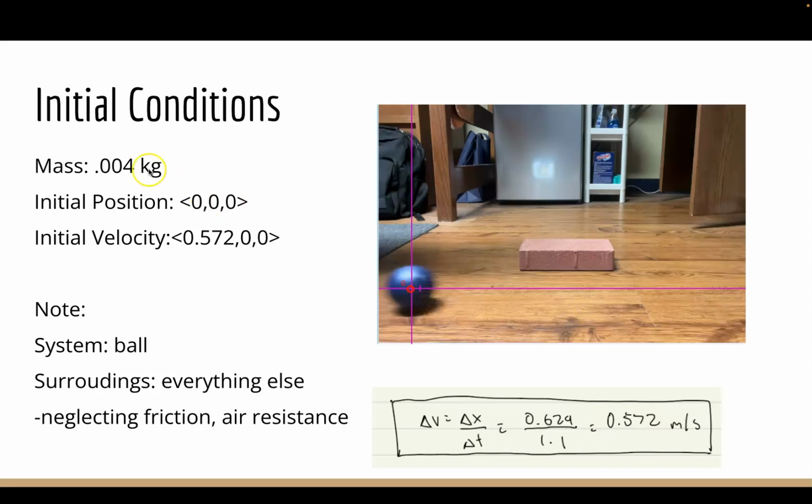So some conditions are the mass of the ball, which is 4 grams, the initial position of the ball, which is <0, 0, 0>, and the initial velocity I calculated by using the formula delta x, which is the distance it traveled, over delta t, which is the time it took to travel that distance. And from that, I was able to get 0.572 meters per second.